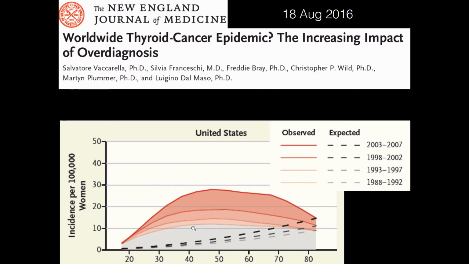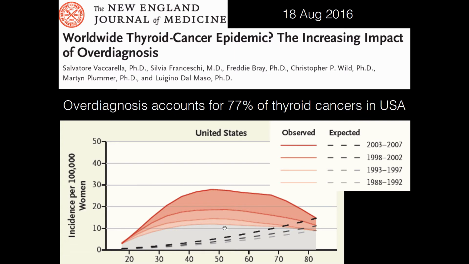And this basically says that everything above the dotted line here is overdiagnosis. And overdiagnosis is increasing over the years. So the most frequent years, which is 2003 to 2007 here, it's increased across all ages, particularly in women in their 40s and 50s. And they said in this article that the overdiagnosis rate in the United States was 77%. But we really pale compared to another country.